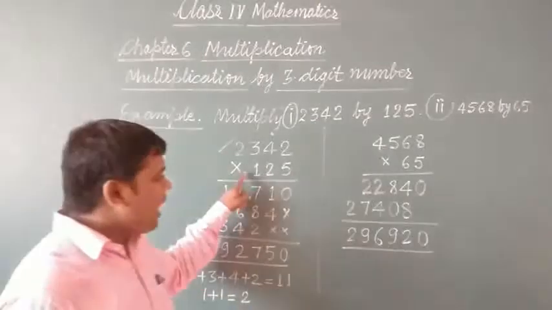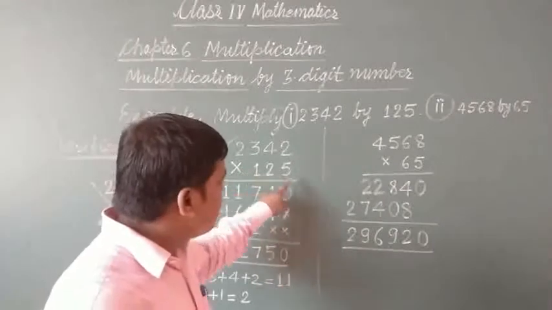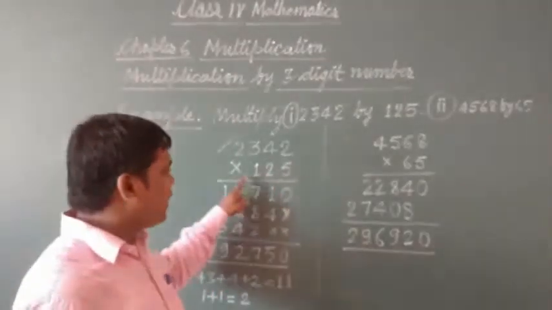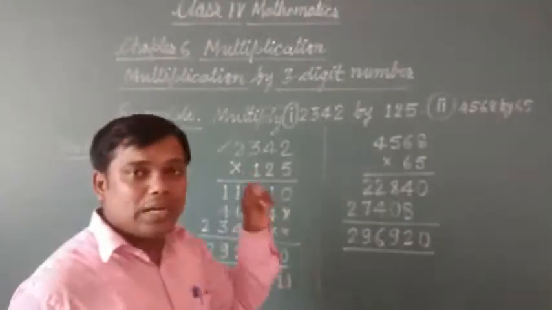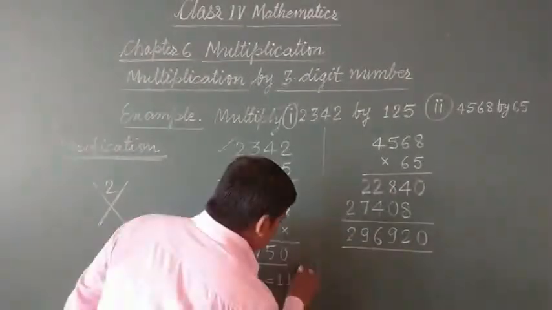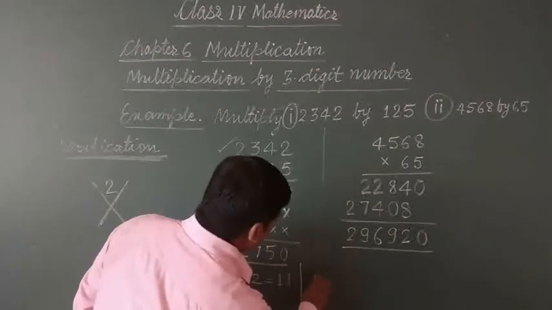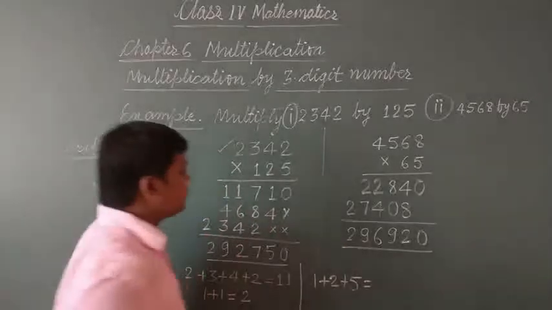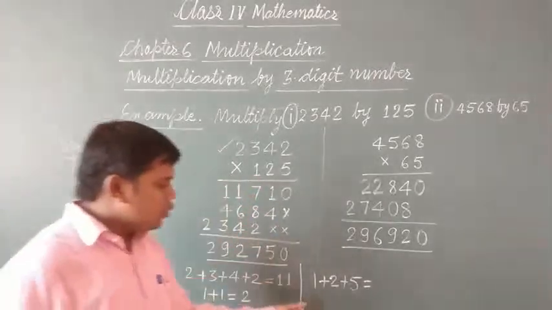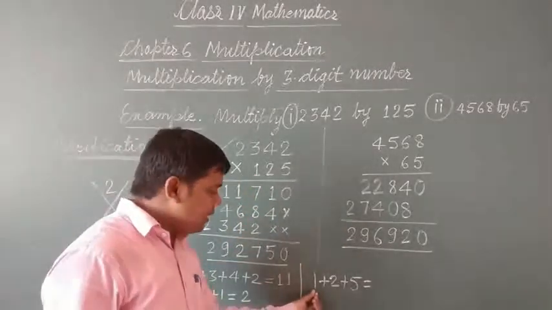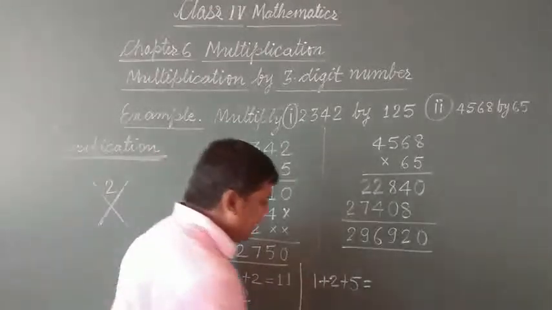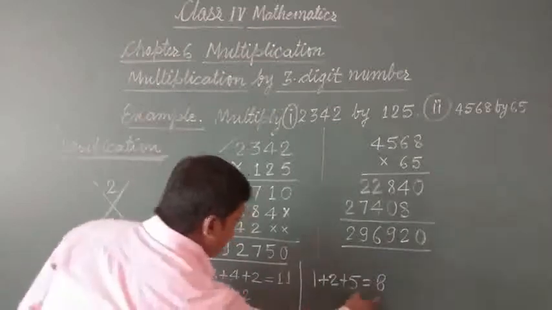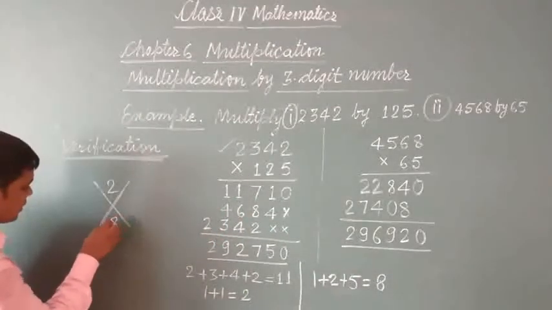Now, we will add the digits of the multiplier. In this case, our multiplier is 125. So, look here, 1 plus 2 plus 5. When we add these, we get 1 plus 2, 3 plus 5, 8. It is already a 1-digit number. So, this 8 we write at this place.